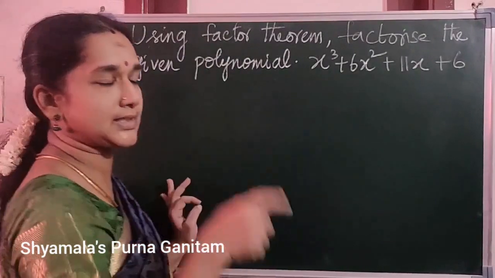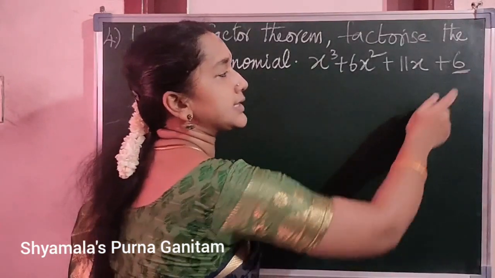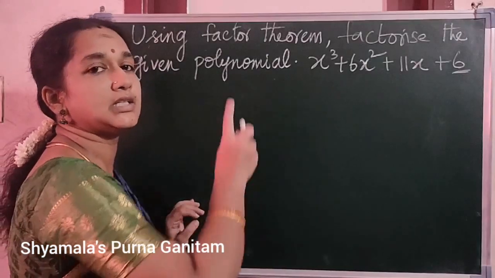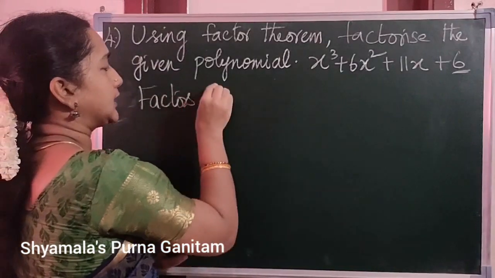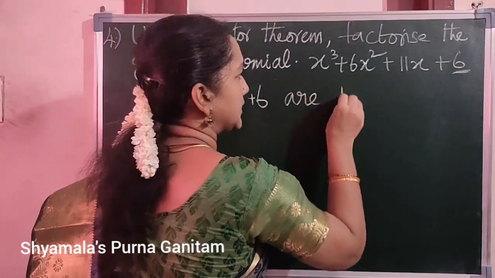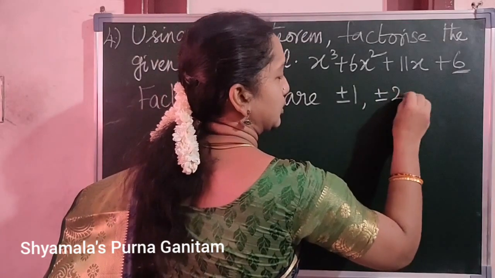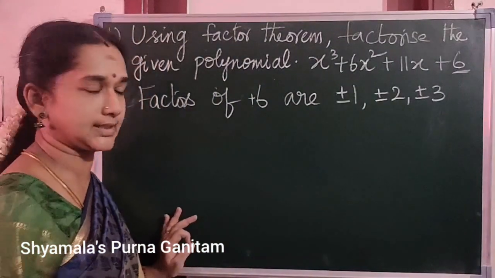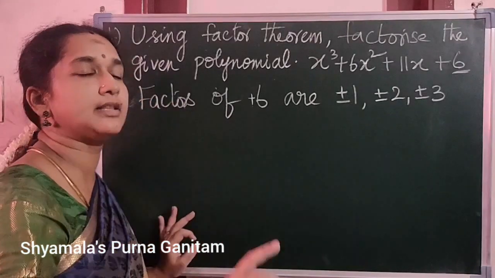Okay. So for finding the first factor, what is the given polynomial? The given polynomial is having 6 as the constant term. So what are all the factors for that 6? Here it is given plus 6, what are the factors? Plus 1, minus 1. Plus or minus 1. Then plus 2, minus 2. Then plus 3, minus 3. These numbers are the factors of this 6. When you divide by these numbers, you will get exact remainder. That is, you will get the remainder as 0.